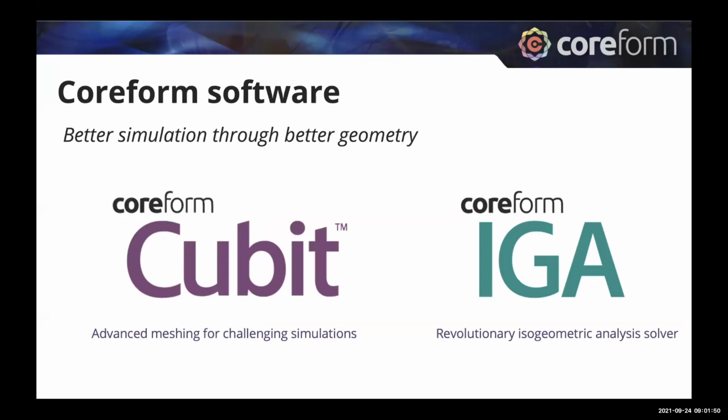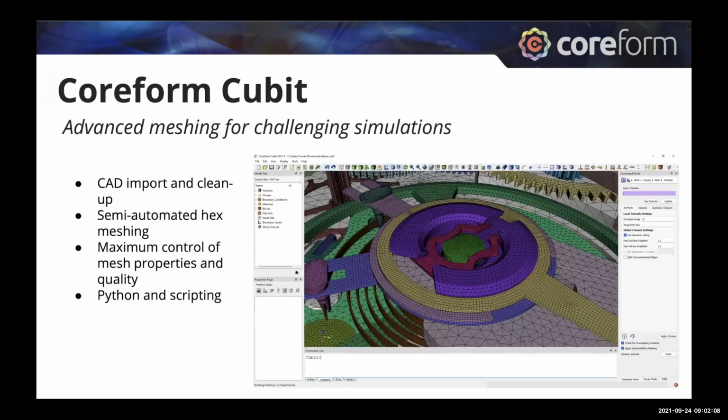At Coreform, we're developing software to improve simulation through better geometry. We have two software products: Coreform Cubit, which is used across industries for advanced meshing for all sorts of challenging simulations, and Coreform IGA, which is our new revolutionary isogeometric analysis solver. But today we're going to be focused on Coreform Cubit.